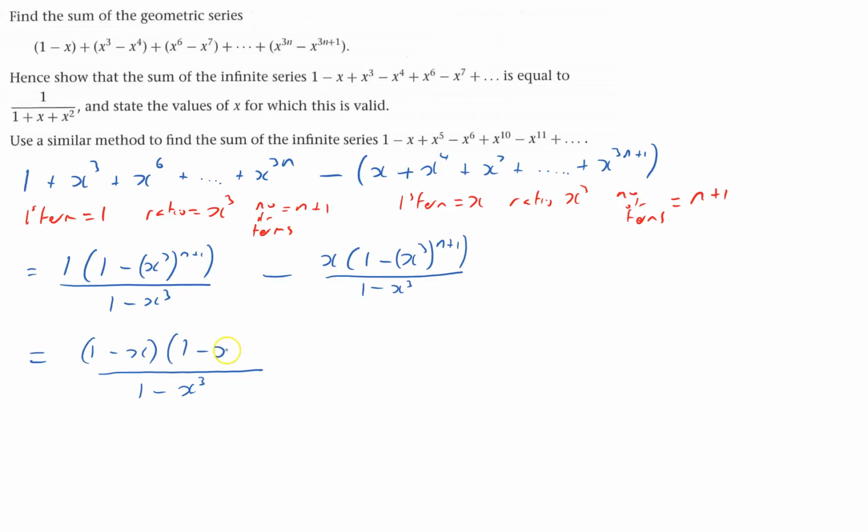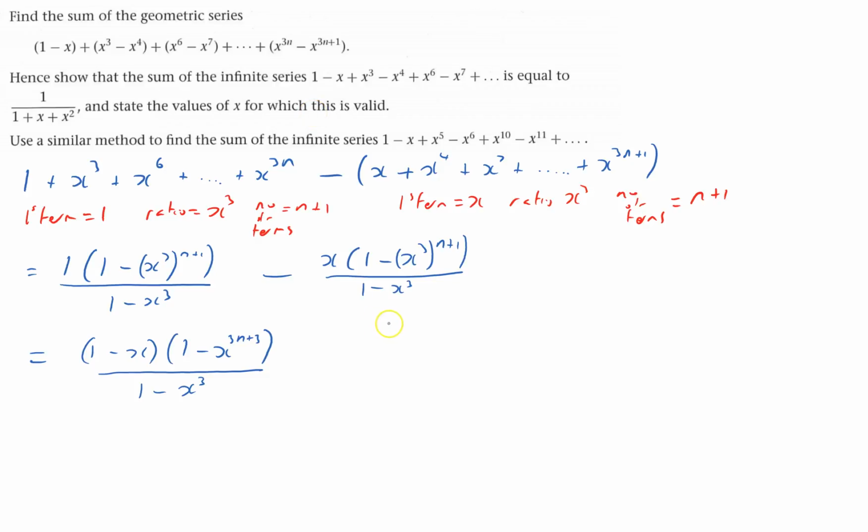So 1 minus x cubed to the power of n plus 1. And when you've got power of a power, I times them together. So that'll be 3n plus 3, like so. And this line goes straight to that. That's what the sum is. Let's show sum to infinity.